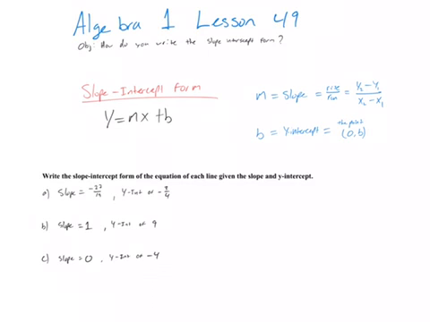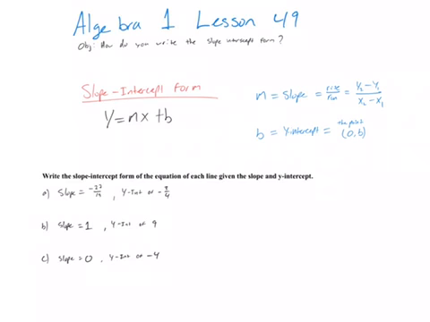This is lesson 49. Your objective is, how do you write the slope-intercept form? The slope-intercept form of a line is y equals mx plus b, where m is the slope of the line and b is the y-intercept. Remember, slope is rise over run, or y2 minus y1 over x2 minus x1. And the y-intercept is where it crosses the y-axis, or the point (0, b).